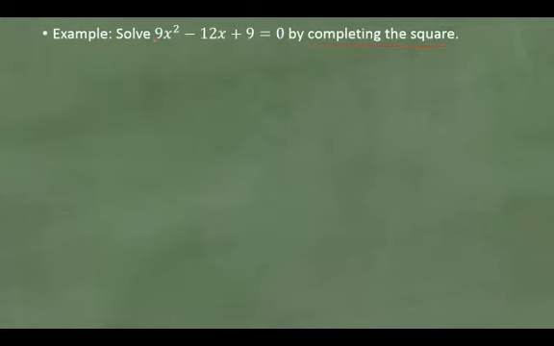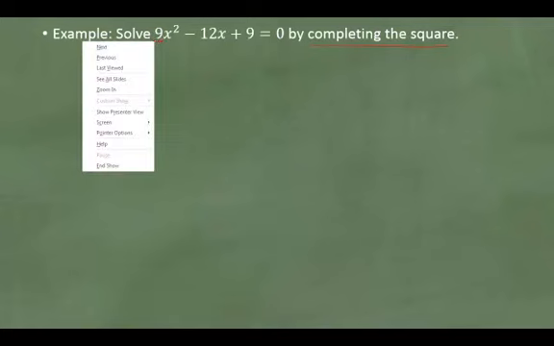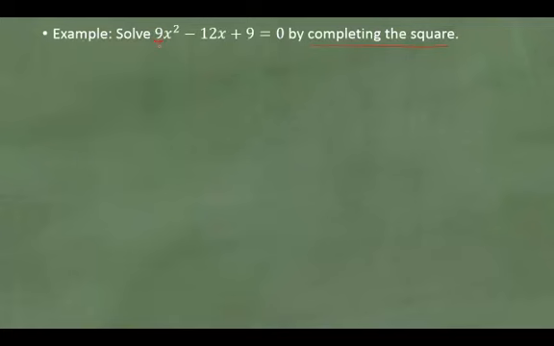Notice that there's not a 1 here, right? So remember we need to have a leading coefficient of 1, so we're going to divide everything by 9. Every single thing by 9 on both sides of the equation. So we have 9x squared over 9, which is just x squared. Negative 12 divided by 9 is negative 4/3, because 3 goes into both of them. 9 over 9 is 1. 0 over 9 is 0.